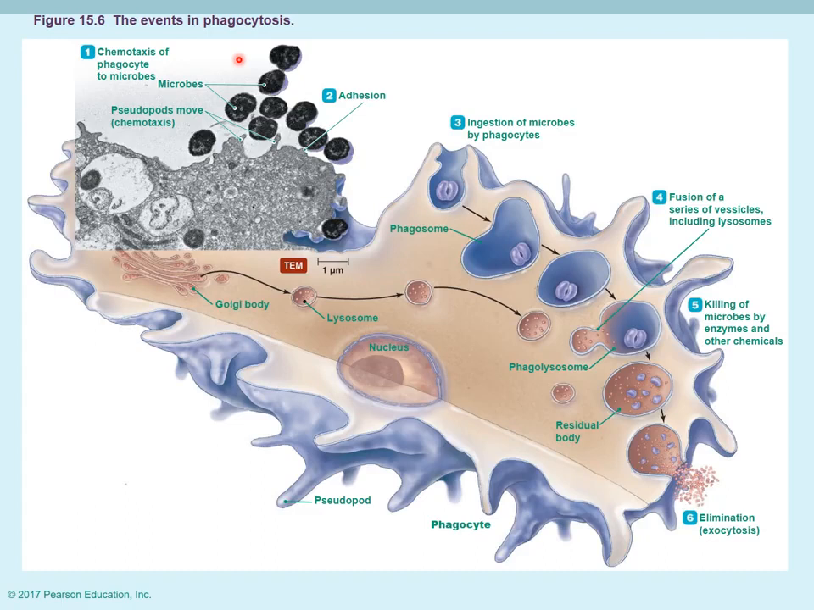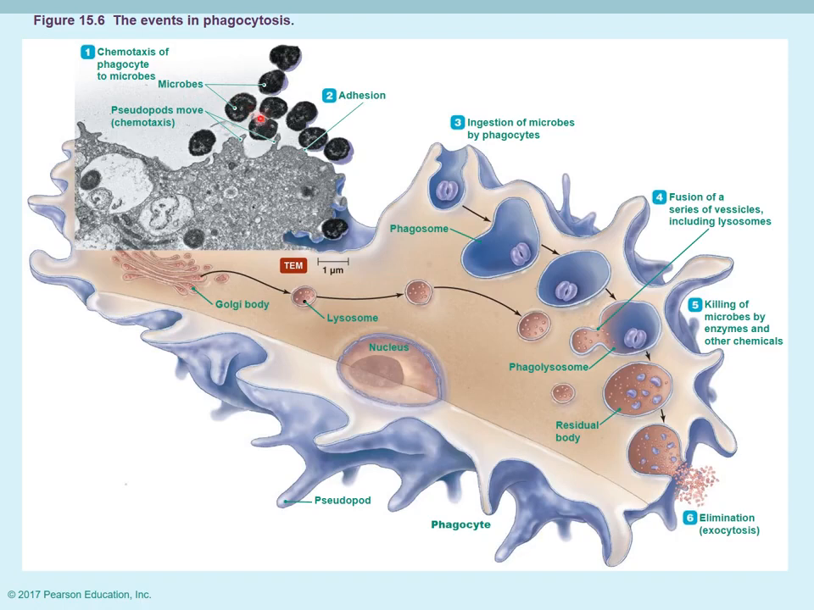Chemotaxis is an attraction. There are two different types of chemotaxis: positive chemotaxis and negative chemotaxis. Positive chemotaxis is when a cell is attracted to a chemical. Negative chemotaxis is where it's repelled, pushed away from it. In this case, your phagocytic cells are attracted to these chemicals, so that's going to be the first thing.